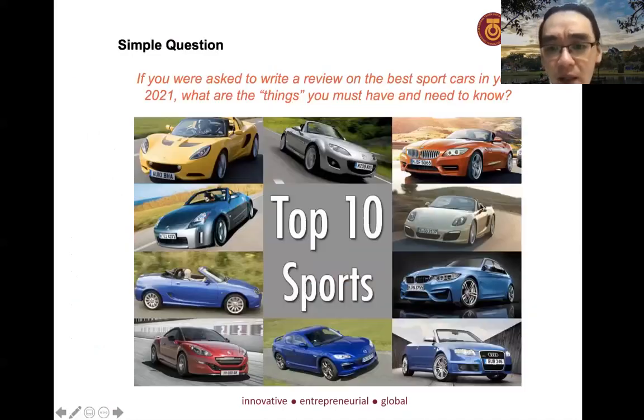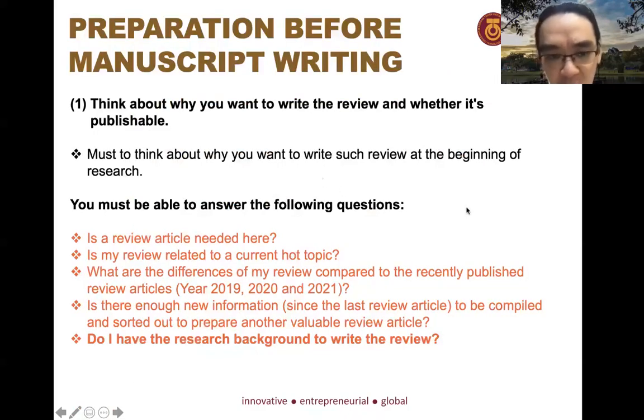And the third question: what are the differences of my review compared to recently published reviews, especially in the latest 3 years? You need to tell people if they already have a review recently published this year, 2021, then you tell your supervisor or yourself, you think you can write one more review. But then ask yourself further, what is the difference? People just published in 2021, and you want to write another with 90% of the references similar to that paper. That means it's very difficult for you to justify later when you submit to the journal. They will ask you to justify why your review is so needed or timely. You need to ask yourself first.